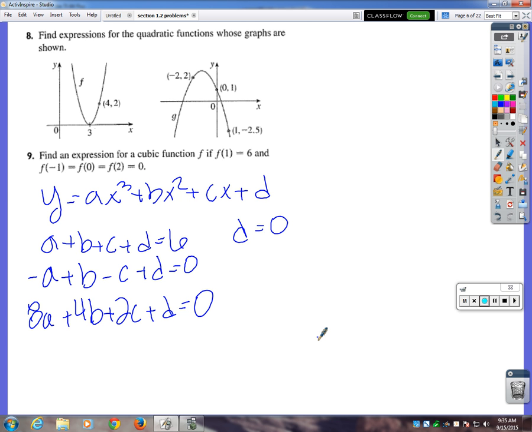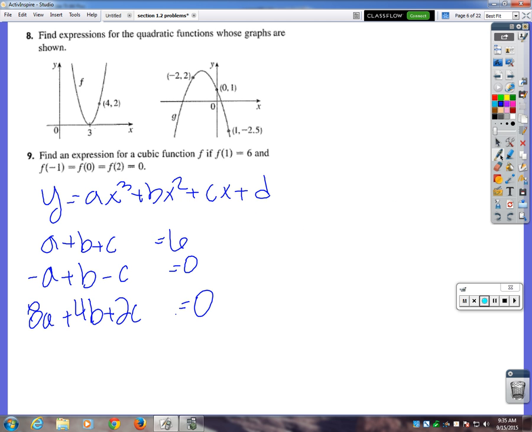Good. And the d is gone. So you can just erase these ones and do zero. So we can get rid of all of the d's because d equals 0. So now I have 3 equations and 3 variables.